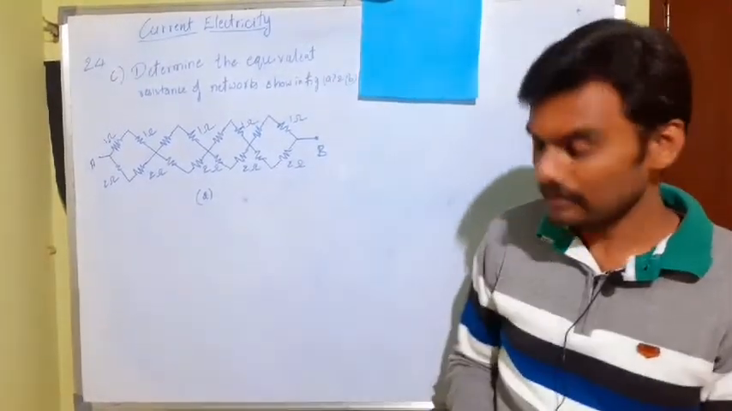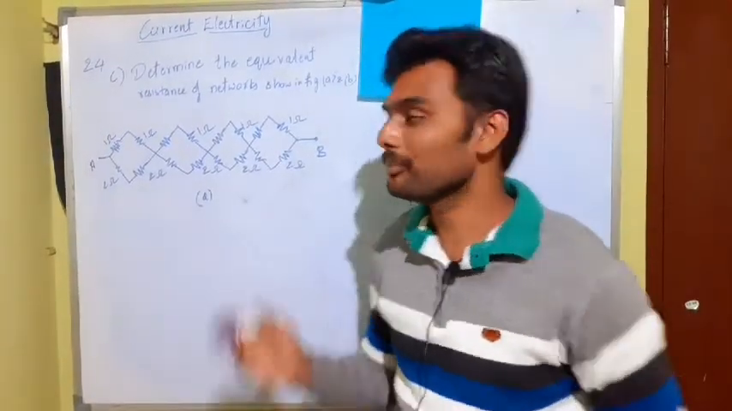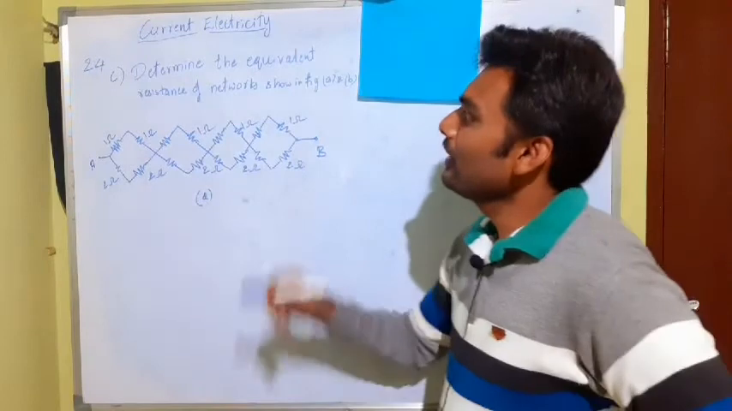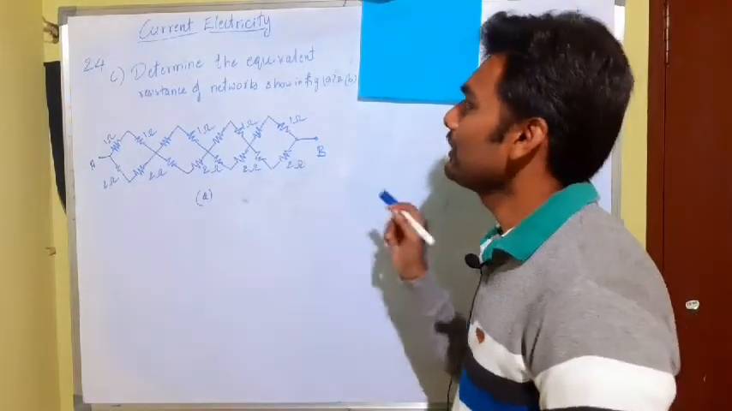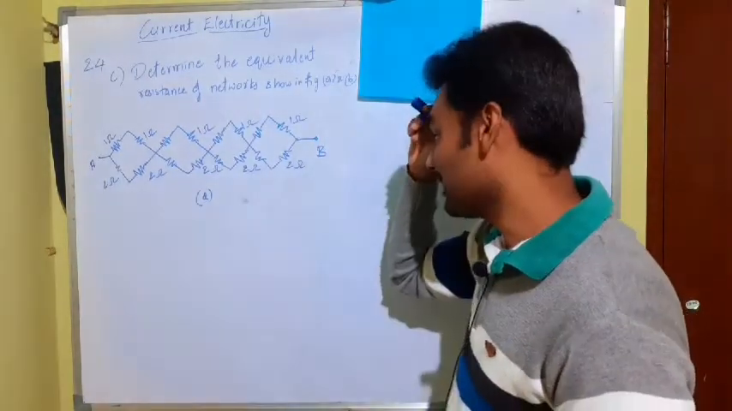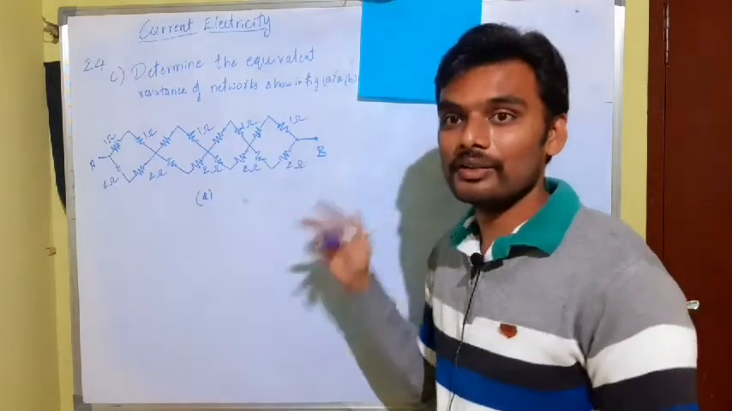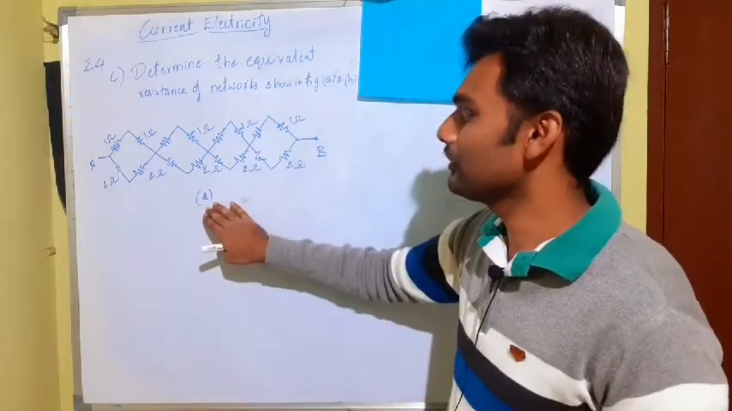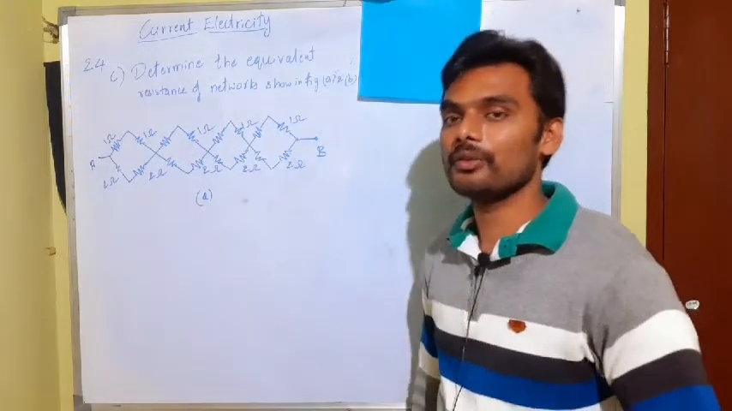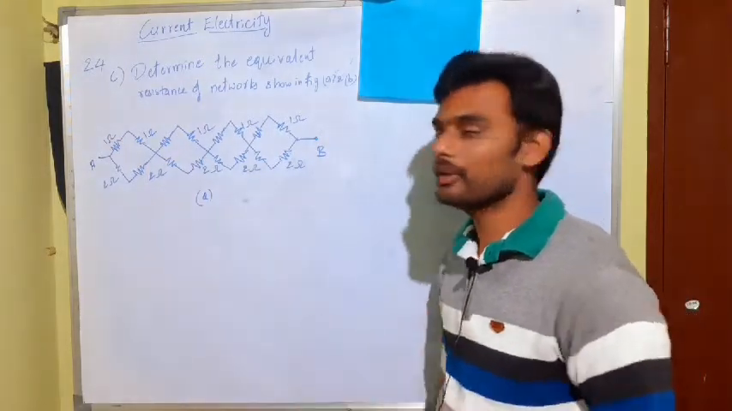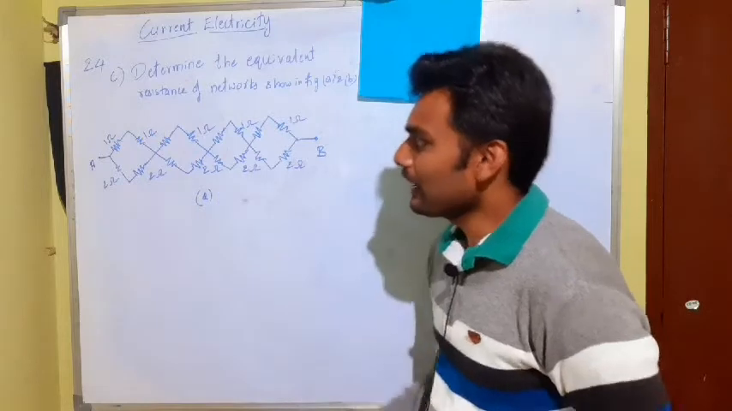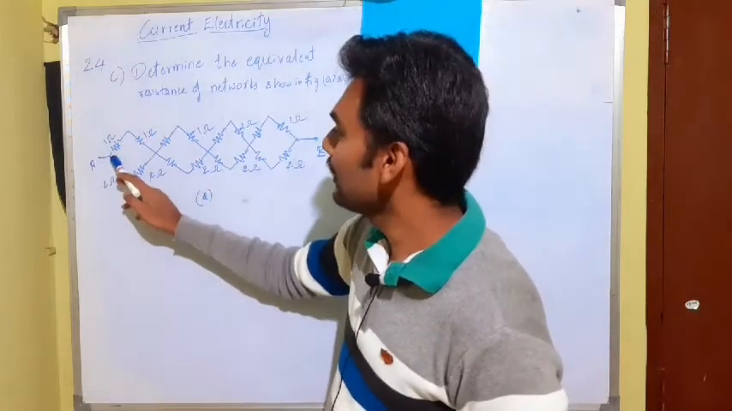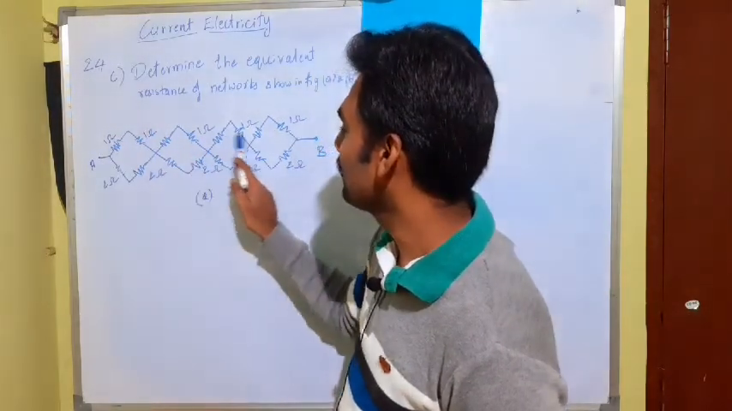Last part of the question, part C of the 24th question. Determine the equivalent resistance of the networks shown in figure A and B. In fact you have two networks given. I have only taken the first network given in figure A. In the question itself they are going to give you the network. So the network is as follows. Here you have 1 ohm, 1 ohm, 1 ohm, 1 ohm, 1 ohm, 1 ohm resistors.